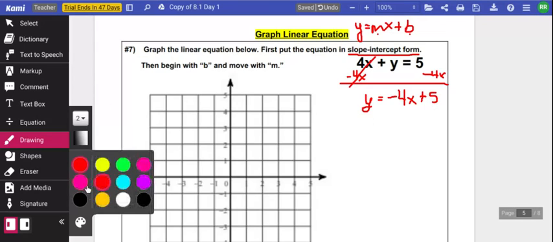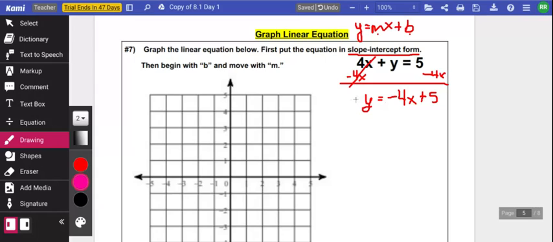Okay, so now, as you can tell, this equation right here, y equals negative 4x plus 5, that is in slope-intercept form. This right here, negative 4, that's going to be my m, my slope, and this 5 right here is my b, my y-intercept. Okay, now, right here it says begin with b and move with m. So if I'm going to take this linear equation and put it on a graph on the coordinate plane, this is how I would do it.